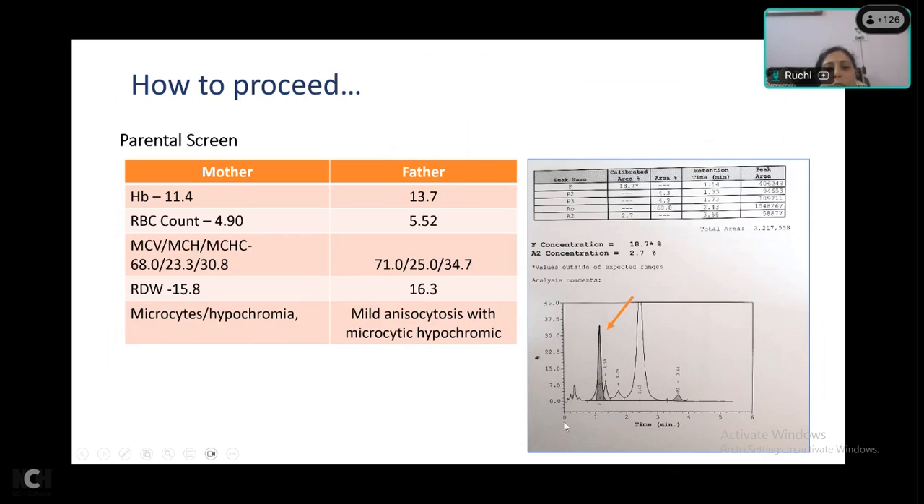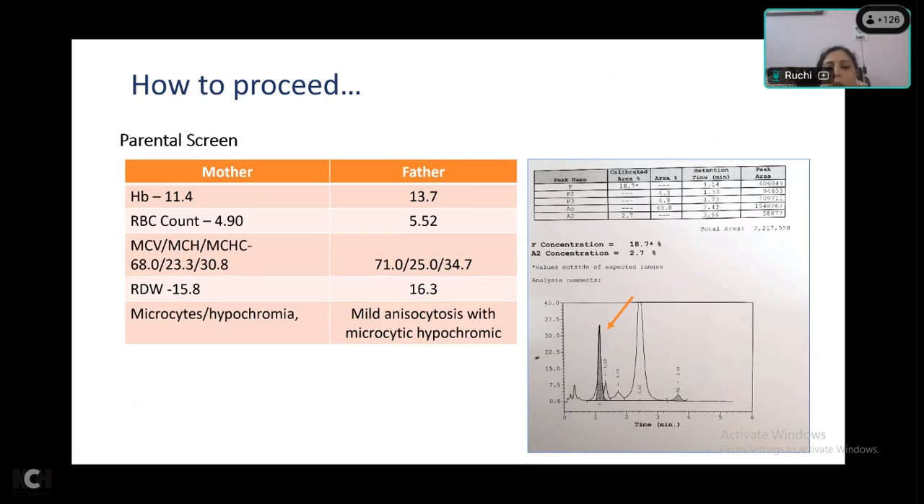What will I call my parents as? We have a HbF of 18.7%. Anyway, when we have an HbF of between 5 to 30%, what are our differential diagnoses? Heterozygous delta beta thalassemia and usually heterozygous HPFH.